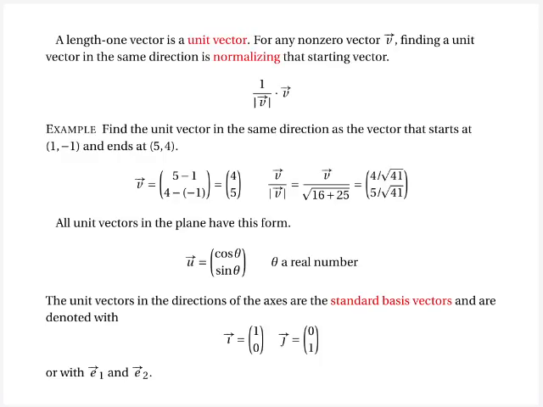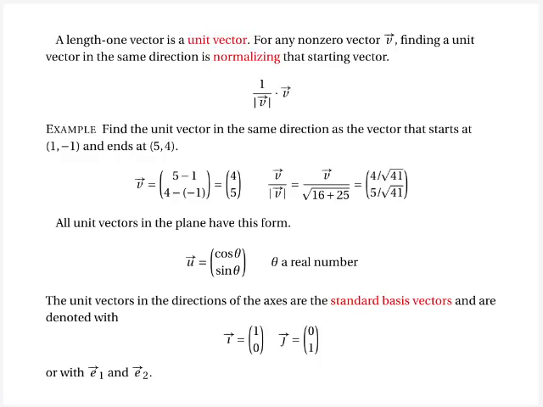So here we go, some more vocabulary. A vector of length 1 is called a unit vector. And for any non-zero vector v, finding a unit vector in the same direction is called normalizing that starting vector. And you simply take the vector v and divide it by its length. That is to say, you rescale it by 1 over the length of v.